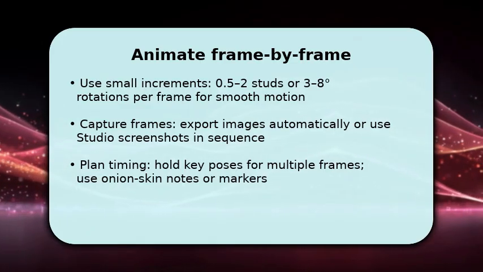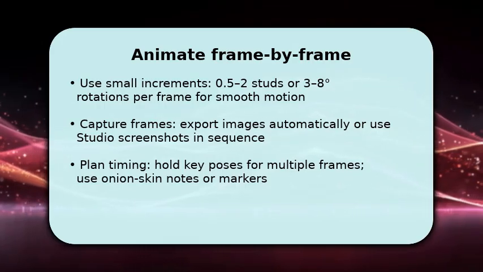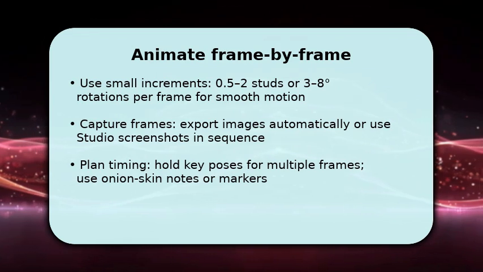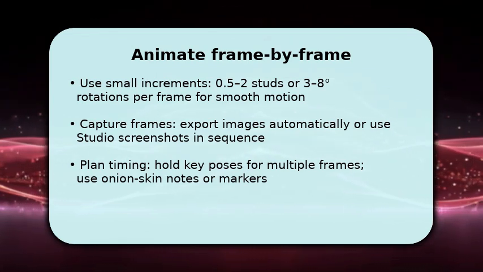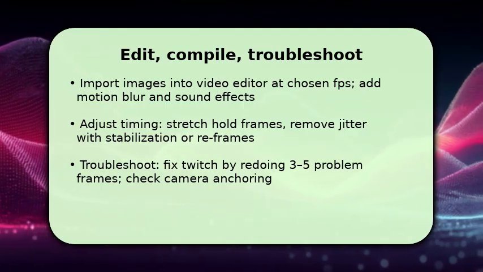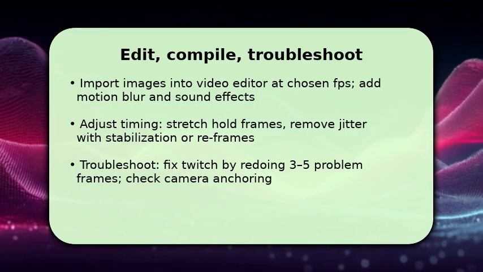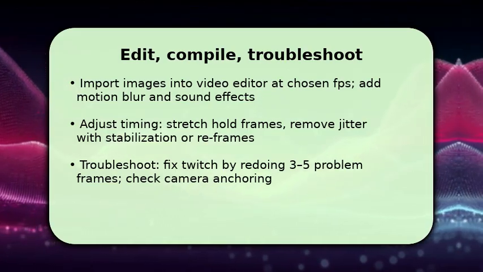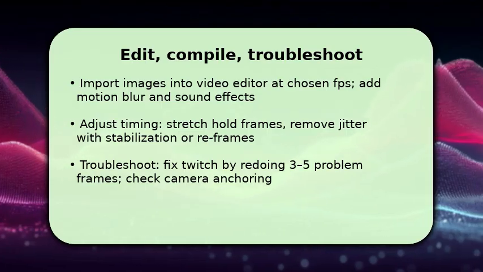Make sure to plan holds for important poses by duplicating frames, and use markers or notes to track timing so edits remain predictable. Finally, assemble the exported frames in a video editor at your chosen FPS and inspect the playback. Once compiled, add subtle motion blur, sound effects, and fine-tune timing by stretching hold frames or trimming problem frames.